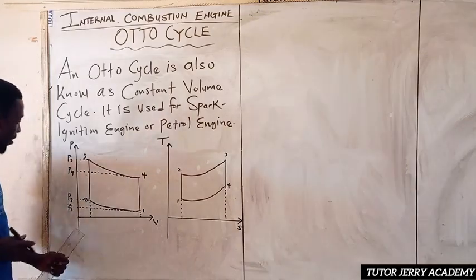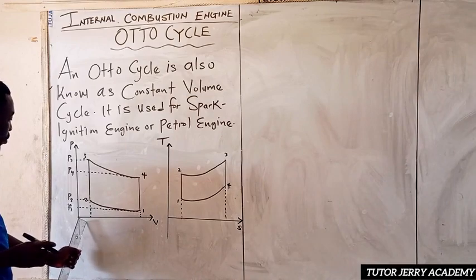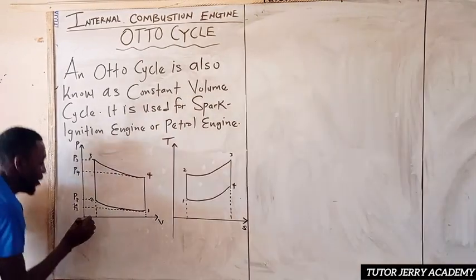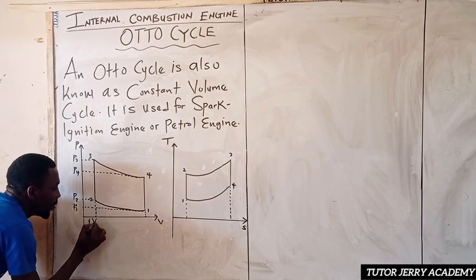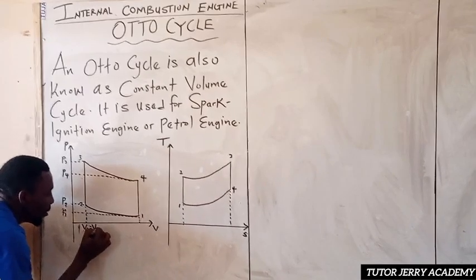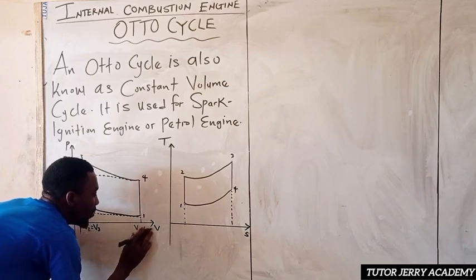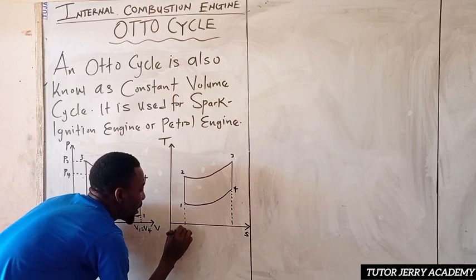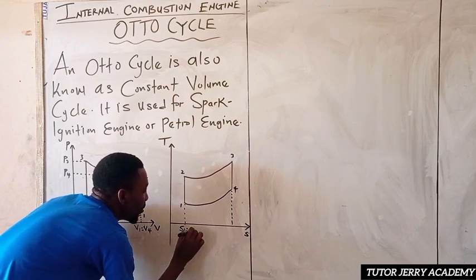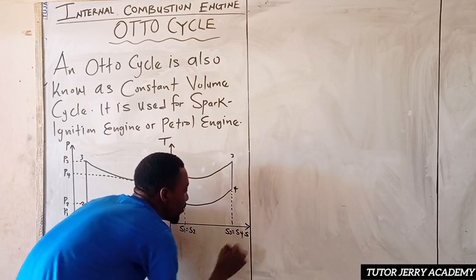So here we are going to have V2 equals V3. So here V1 will be equal to V4. Then we are going to have S1 equal to S2, and S3 equal to S4.